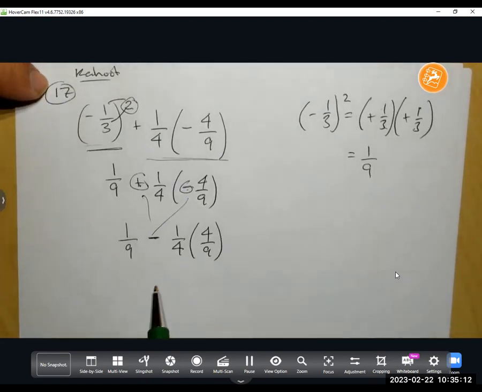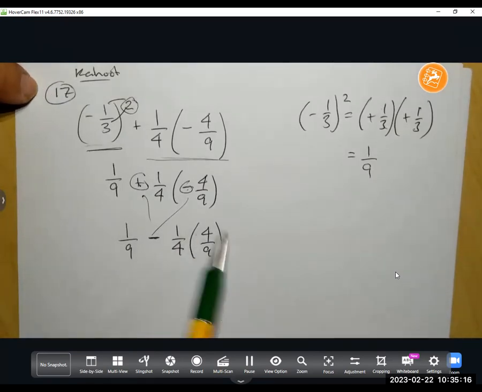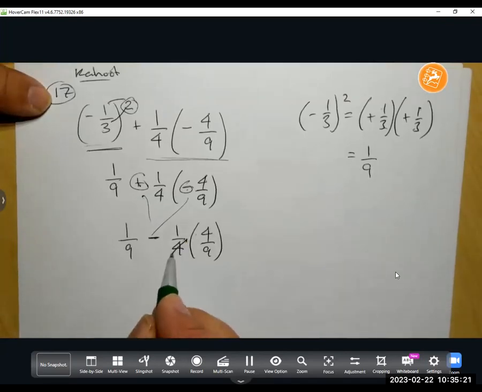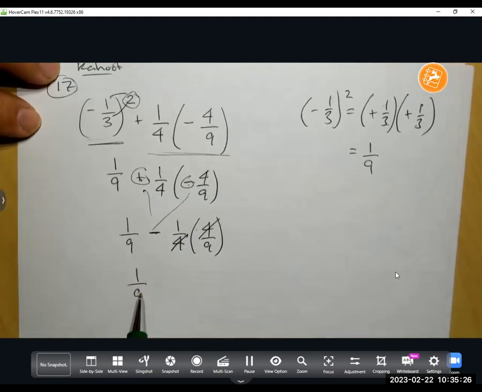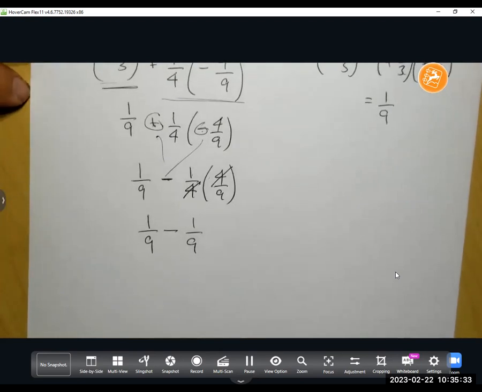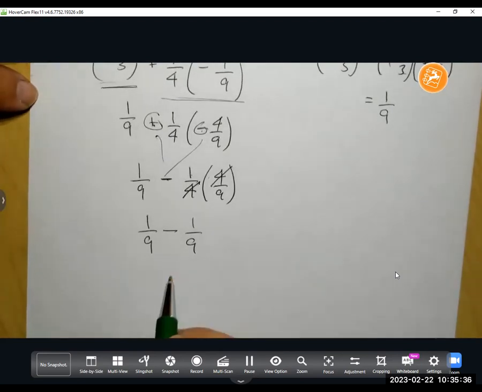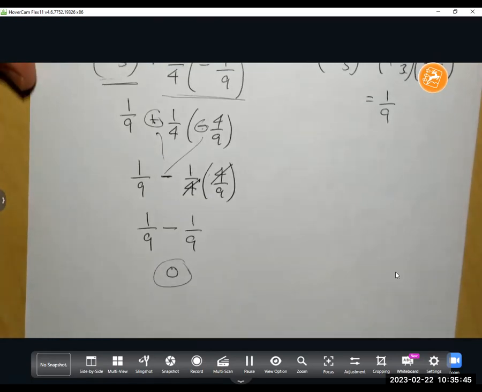Now, the rule of multiplication is before you multiply, always reduce. Can anything on top cancel with anything on the bottom? The 4. So what we have left is 1/9. 1/9 minus 1/9 equals 0. All that worked for nothing.